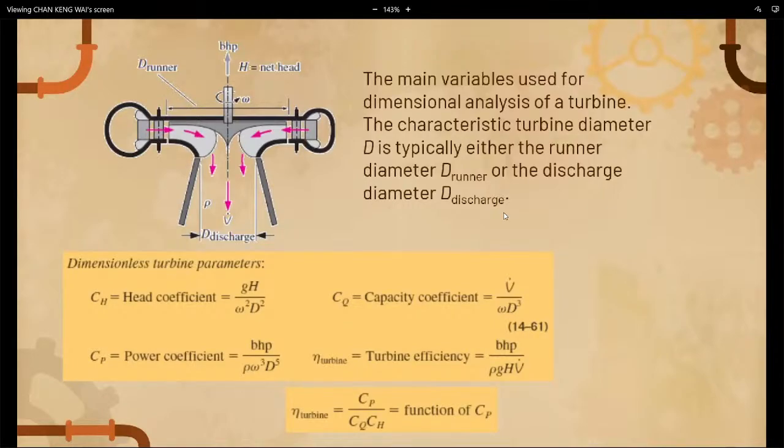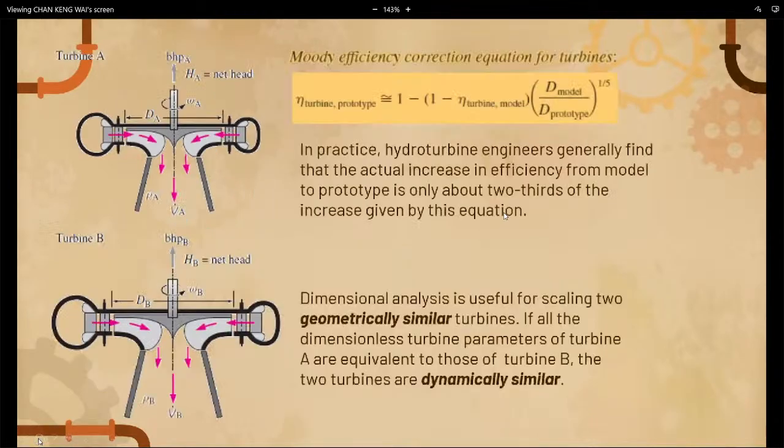Efficiency, which is actually similar to the pump setup. If, let's say, you want to scale up the pump, then you have similar coefficients or a similar formula to do the calculations.